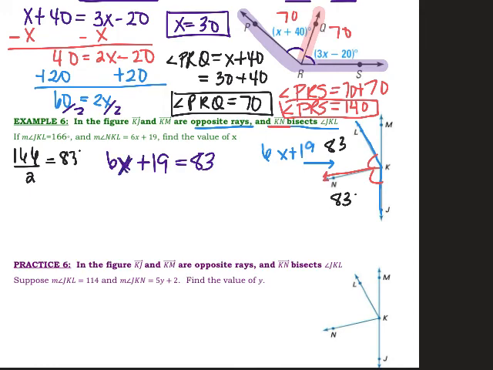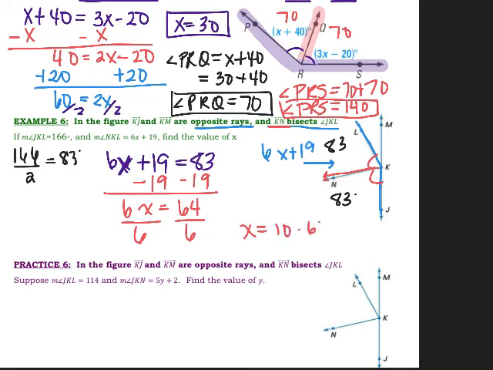So what would I properly move over first? 19. Okay, let's subtract 19. Can someone give me 83 after 19 is subtracted? 64. All right, let's divide both by 6. And what do we get after we divide by 6? 10.66 repeating. And that's it.